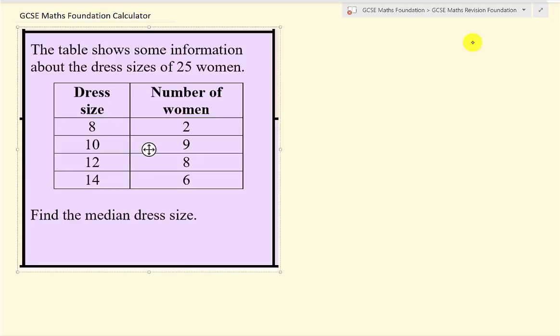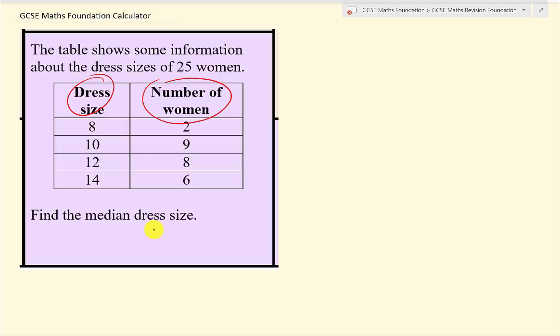Next, the table shows some information about the dress size of 25 women. They've got the dress size here and the number of women, which is the frequency. Find the median dress size. Now, when you work out the median, we write the numbers out in order, and then we cross out the two ends, and then we work out the middle number. And that is the median.